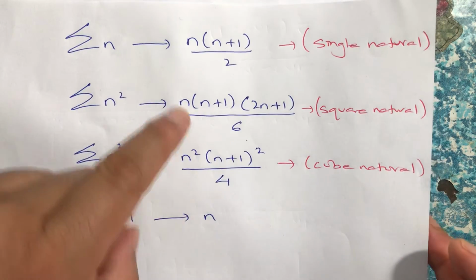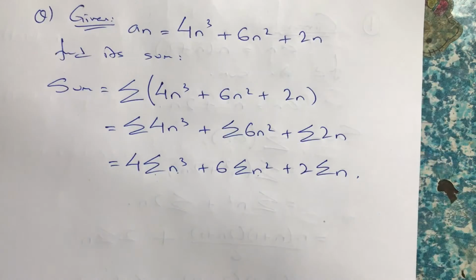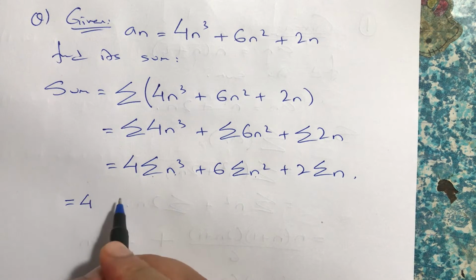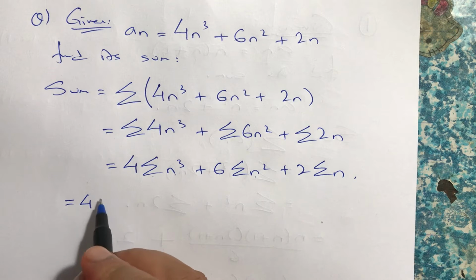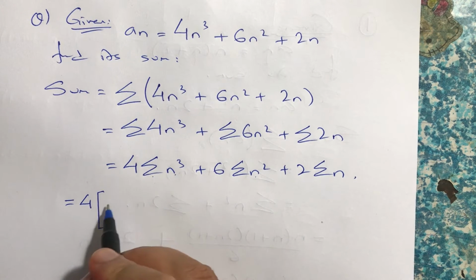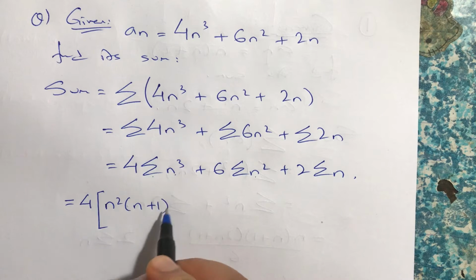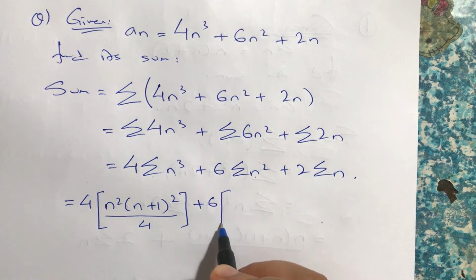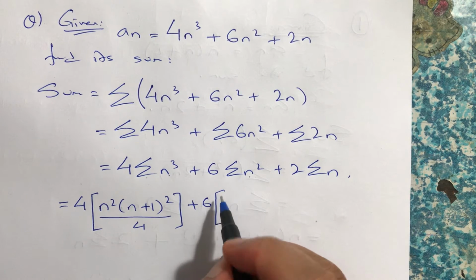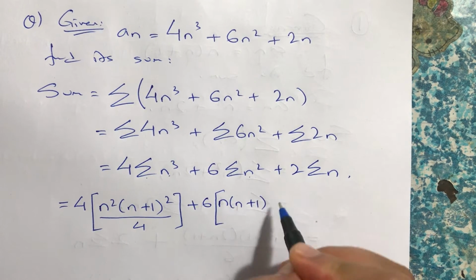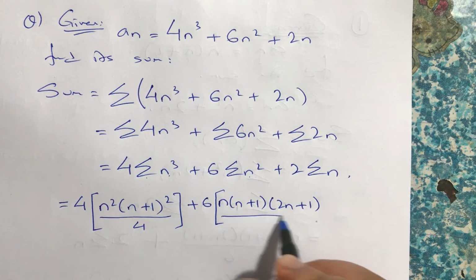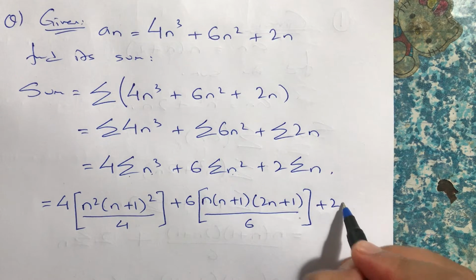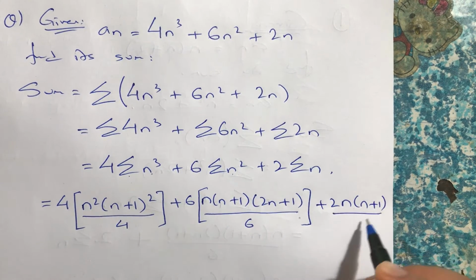So now we apply these formulas for each and every sigma n cubed, not whatever we have. If I write this one, this becomes 4 in front, sigma n cubed, the formula is n squared (n plus 1) whole squared divided by 4, and then for this I'll write 6, and sigma n squared is n plus 1 into 2n plus 1, the whole thing divided by 6, and plus 2. Sigma n is n into n plus 1 divided by 2.